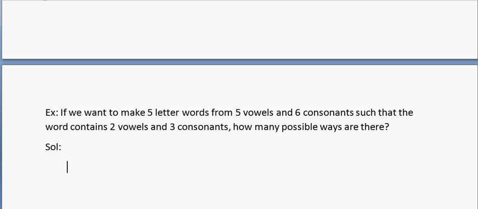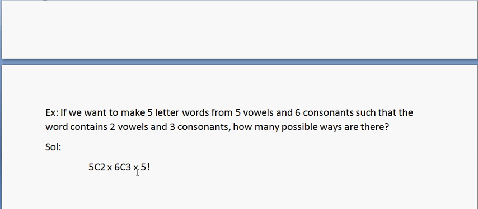So let's solve it. We have to make 5-letter words such that it has 2 vowels and 3 consonants. Firstly we have to select 2 vowels out of 5, which can be done in 5C2 ways. Then we have to select 3 consonants out of the given 6, and then we have 5 items with us. We have to arrange them. How do we arrange them? We arrange them in 5 factorial ways. So this would be the answer.